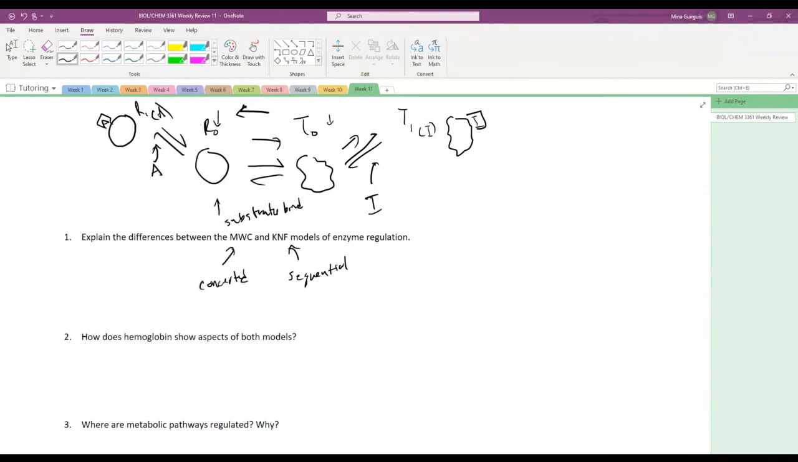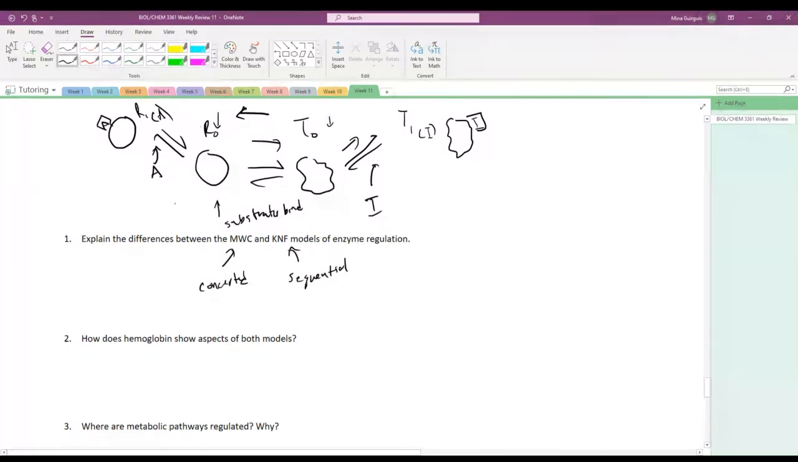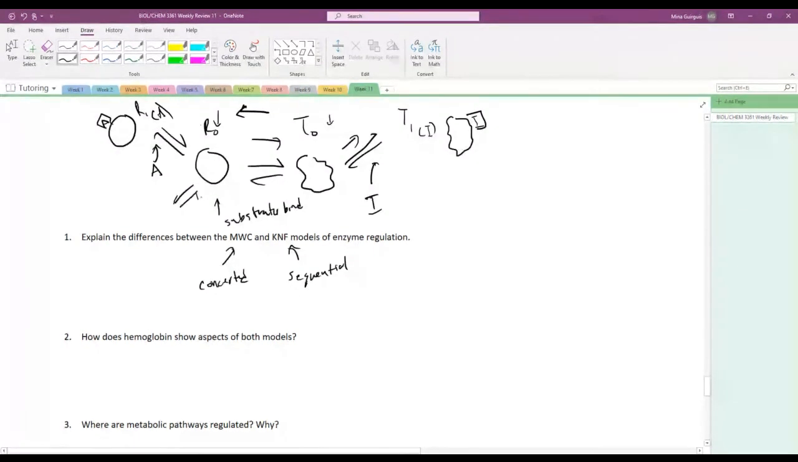Okay, that's how activators and inhibitors work. When you bind substrate to R0, you can get a very similar effect as an inhibitor. That's kind of how cooperativity can be explained by MWC. KNF does a really great job at explaining cooperativity, both positive and negative. So I'd like to talk a little bit more about that.